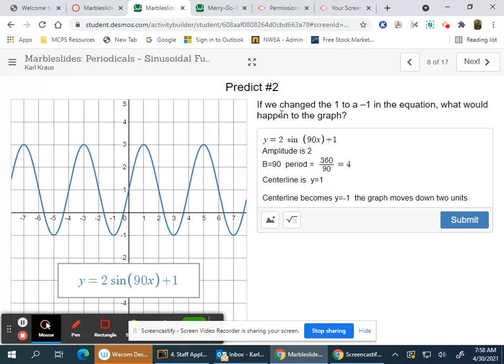So what happens if we change the 1 to a negative 1? In the original, the amplitude is 2 and the period's 4, and the center line is 1. So if we make this a negative 1, the center line becomes negative 1. The graph would move down. Everything would move down 2 units.